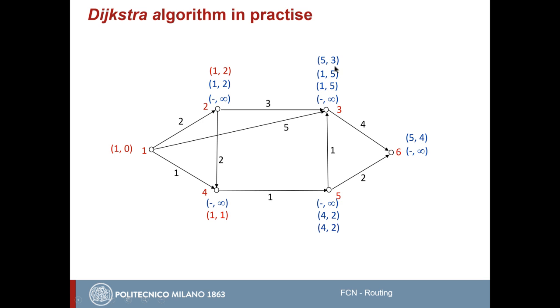Now the new labels are, in case of node 3, we have now the connection with node 2. Node 2 has a distance 2, plus 3, it becomes 5.